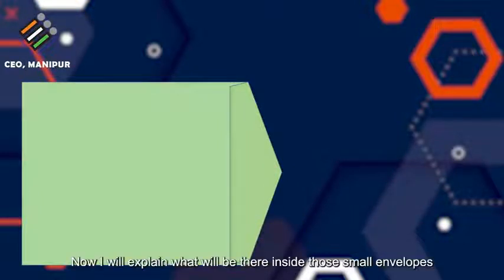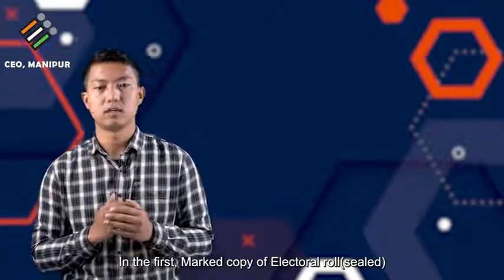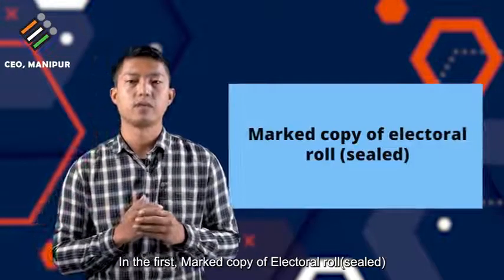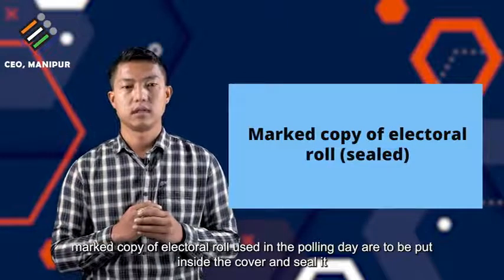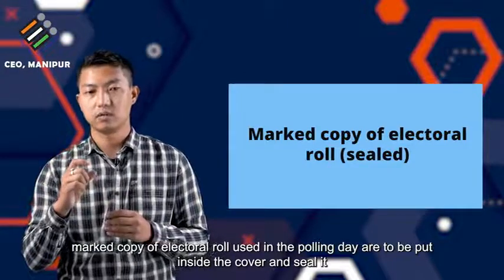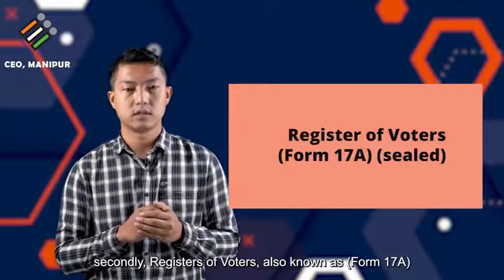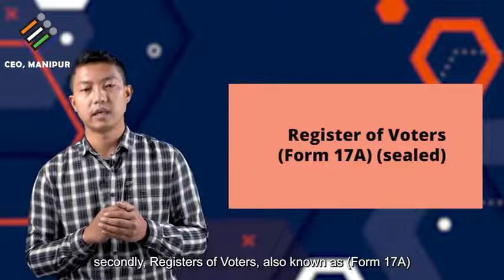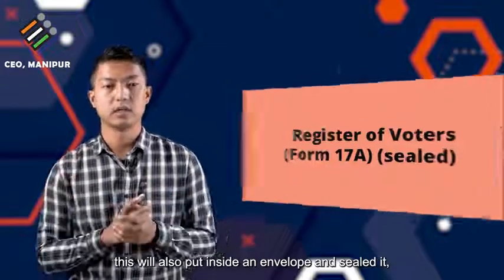Now I will explain what will be inside those small envelopes. In the first, the marked copy of electoral roll. The marked copy of electoral roll used on the polling day is to be put inside the cover and sealed. Secondly, the register of voters, also known as Form 17A. This will also be put inside an envelope and sealed.